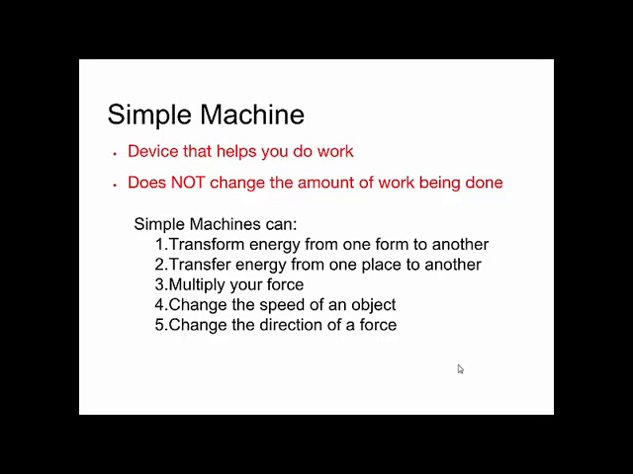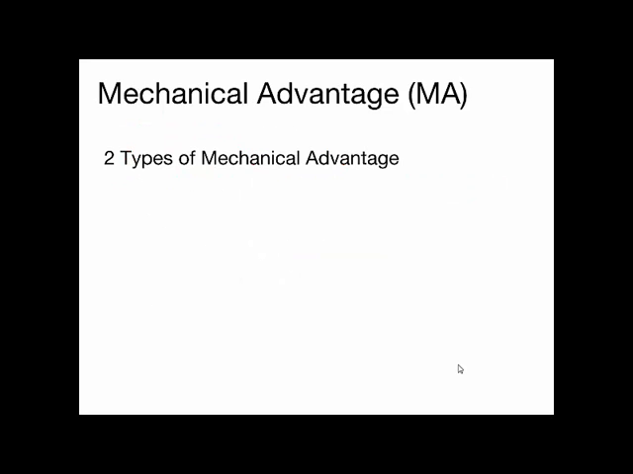So we have some ways of figuring out how much a machine is going to help. Most of the simple machines that we refer to are going to be simple machines that allow us to use less force. And we can calculate how much a machine is helping by calculating its mechanical advantage. And there's two types of mechanical advantage that we will learn about. Actual mechanical advantage and ideal mechanical advantage.